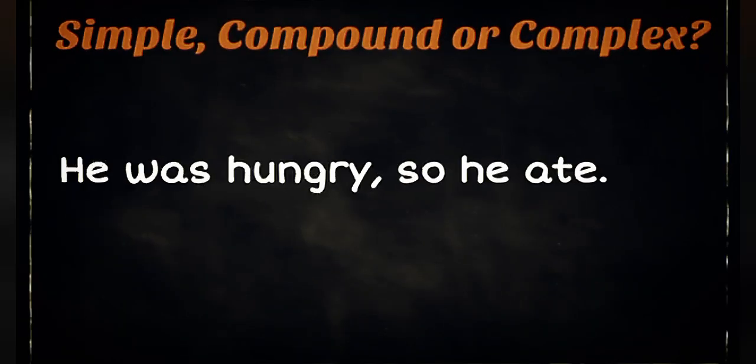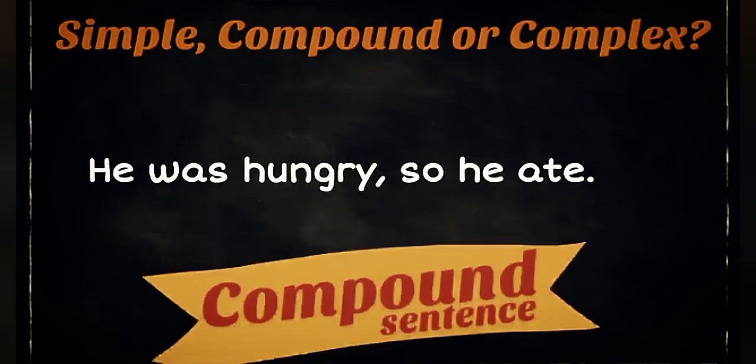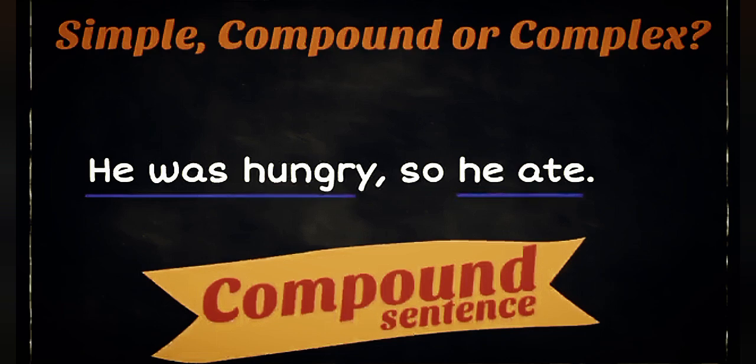One more. He was hungry, so he ate. It's a compound sentence. It has two independent clauses. They are both completed thoughts, joined using the coordinating conjunction SO.